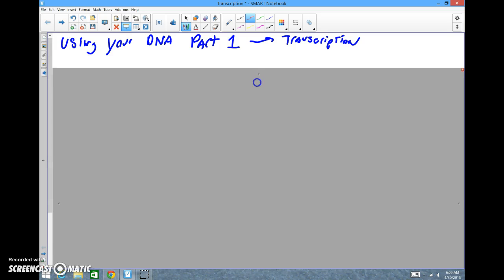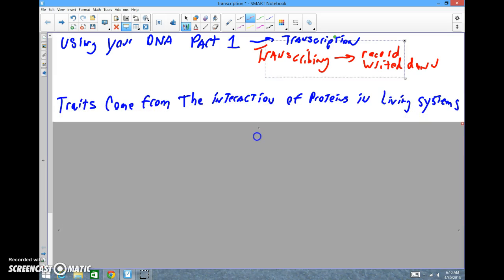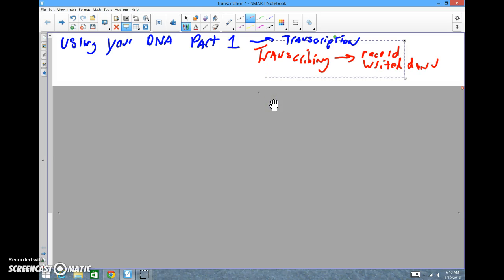If you think about the word transcription, it obviously comes from this idea of transcribing. And transcribing generally means to record or to write down. So this process is all about taking the information that's in your DNA and extracting it without really messing with the DNA much, because preserving your DNA is going to be a big theme in this.